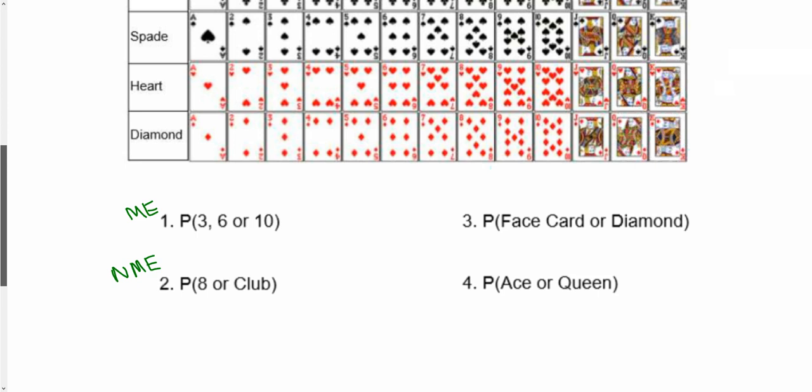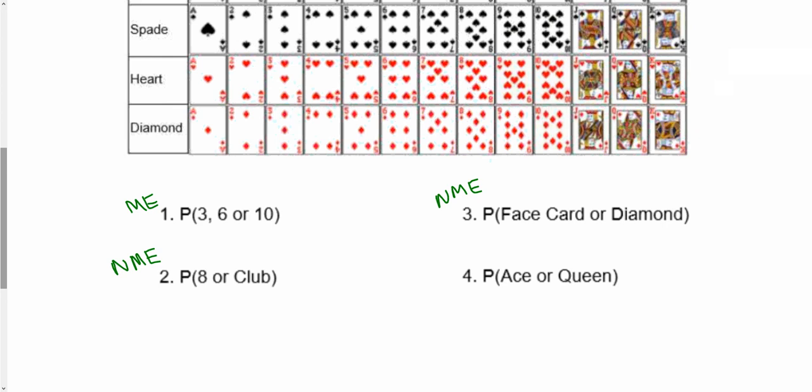Okay, the next one says a face card or a diamond. It's not mutually exclusive because there are cards on there that have a face and a diamond. So this one is not mutually exclusive. And then the last one is ace or a queen. That one is mutually exclusive. There is no such card as the ace of queens. There's a TV show, King of Queens, but not deck of cards.